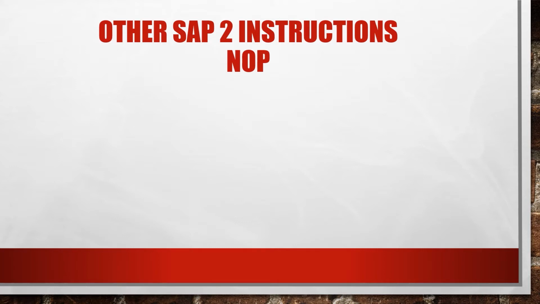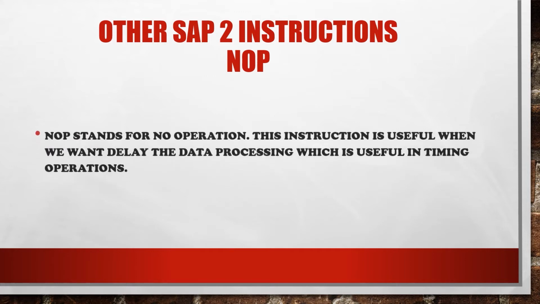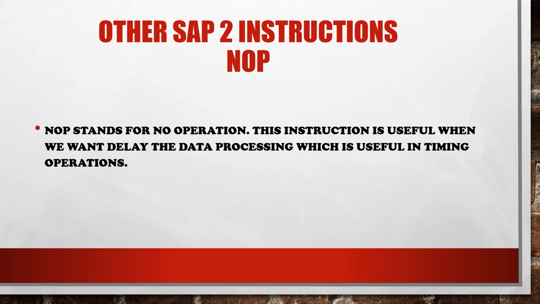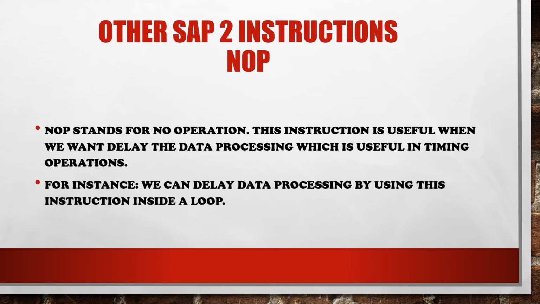In this video, we'll discuss the other remaining instructions of SAP 2. The first one is NOP. NOP stands for No Operation. This instruction is useful when we want to delay the data processing, which is useful in timing operations. For instance, we can delay the data processing by using this instruction inside a loop. So this much about the NOP instruction of SAP 2.